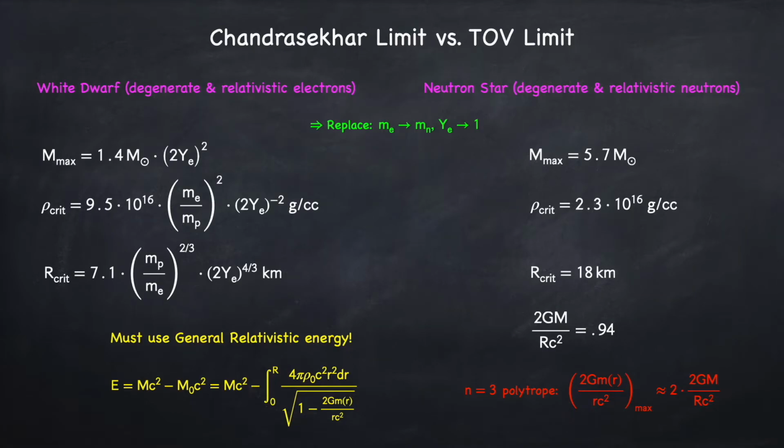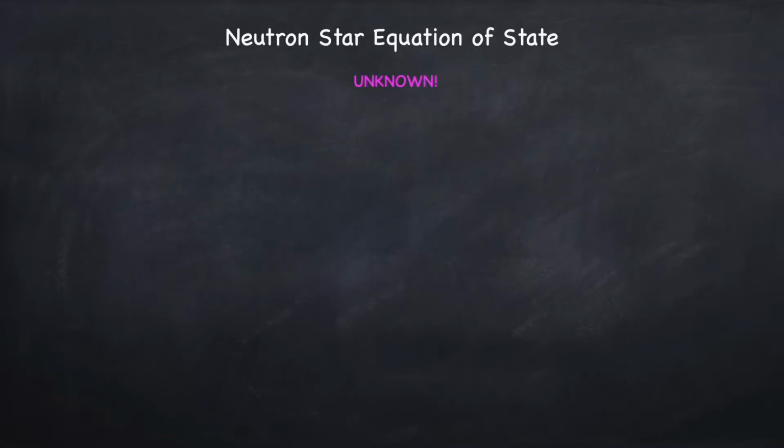First, in order to even do this integral, you need to come up with an equation of state for a neutron star. And the problem here is the equation of state of a neutron star is unknown. In fact, this is kind of the holy grail of astrophysics.